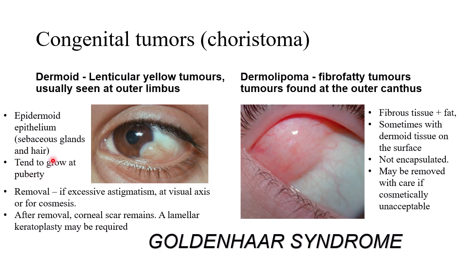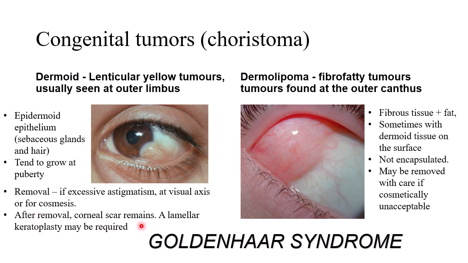It tends to grow at puberty. Removal, if now see, anything that is encroaching the cornea can cause astigmatism, or it can even invade the visual axis over here, leading to decrease in the visual acuity. Then it has to be removed. How is it removed? By a keratectomy, a superficial keratectomy. Now this is deeper than a pterygium, okay, and it is a solid mass of a choristoma.